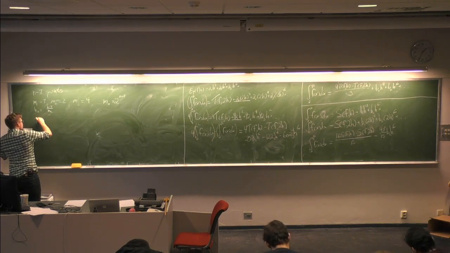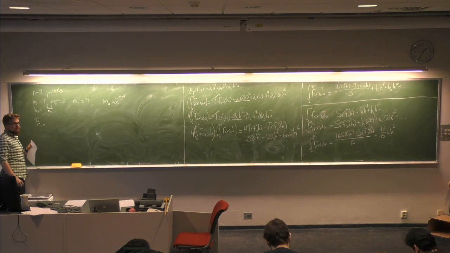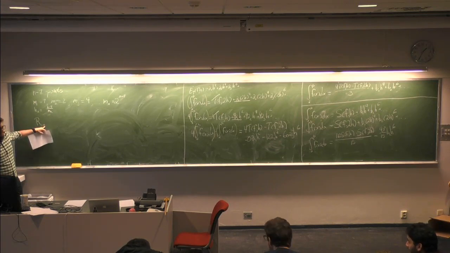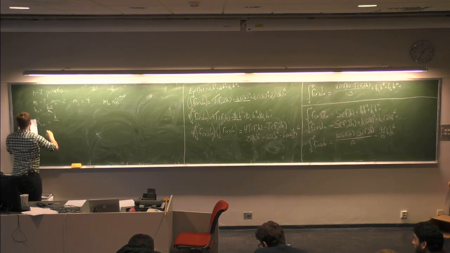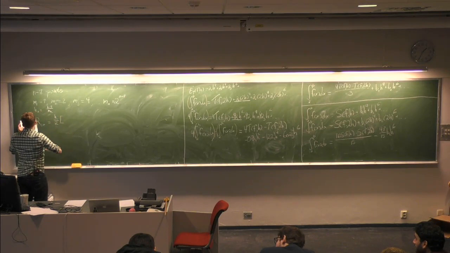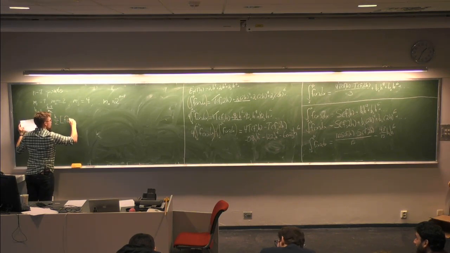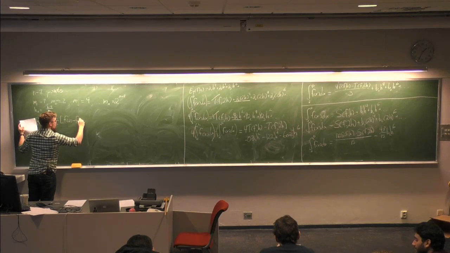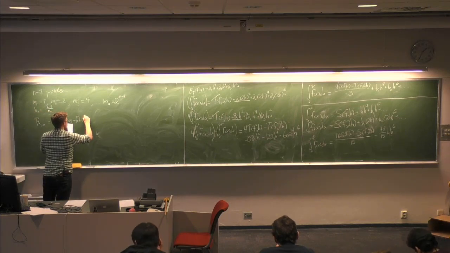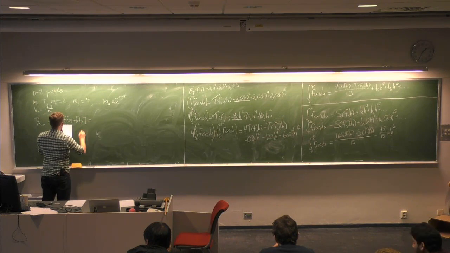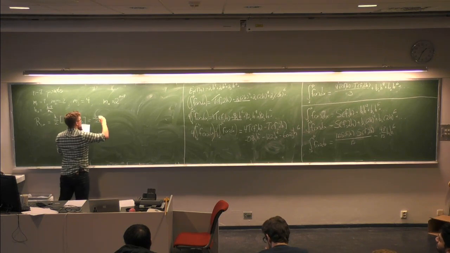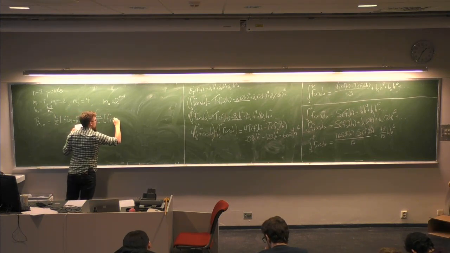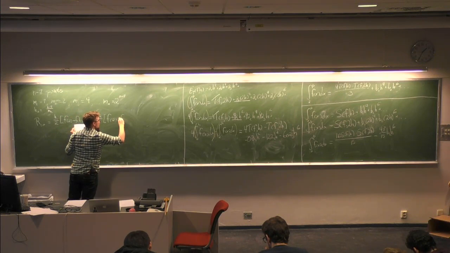So what we do to begin with, call it R1,0. So 0 here means the trapezoidal rule equals h1 over 2 times f(a) plus f(b).